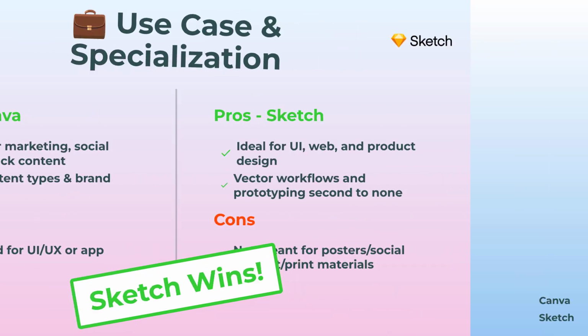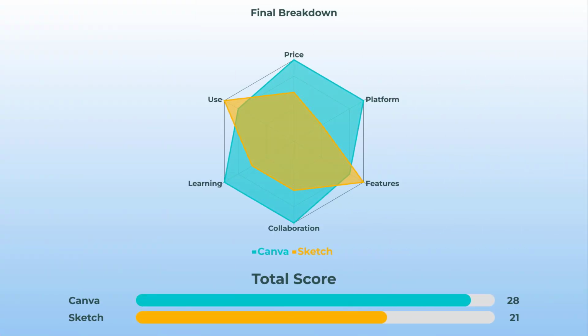That's the winner here. Just picture the scores. Canva's crushing it on price, accessibility, collaboration, and ease of use. Sketch, off the charts for pro design, features, and specialization. So, depending on what you care about, the chart tells a pretty clear story.